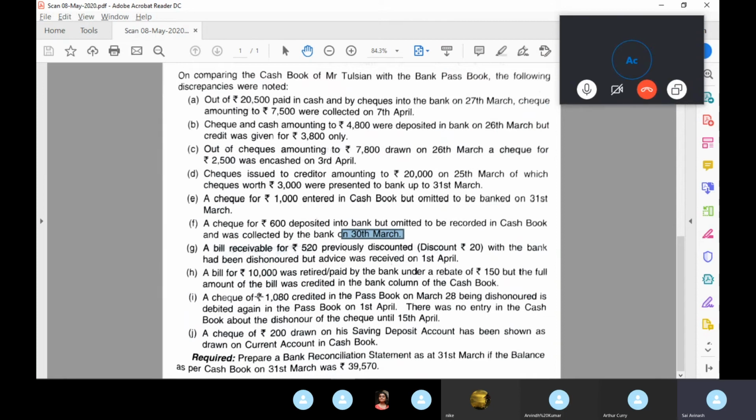A check of 1,080 credited in the passbook, which means that I have deposited some money, right? And I've received the money in my bank. But it's dishonored and debited again in the passbook on 1st April. There was no entry in the cash book about the dishonor of the check until 15th April, which means as of 31st March, the bill, or rather in this case, a check. So you can ask, how can a check be dishonored? That's pretty much the same idea, right?